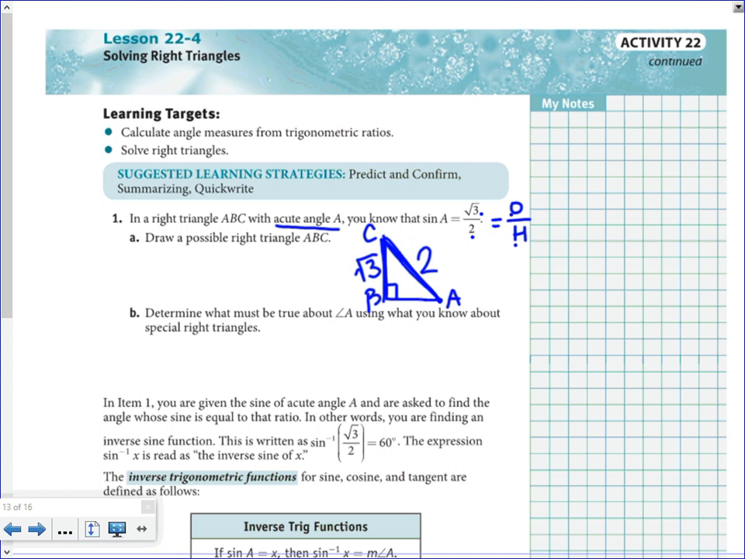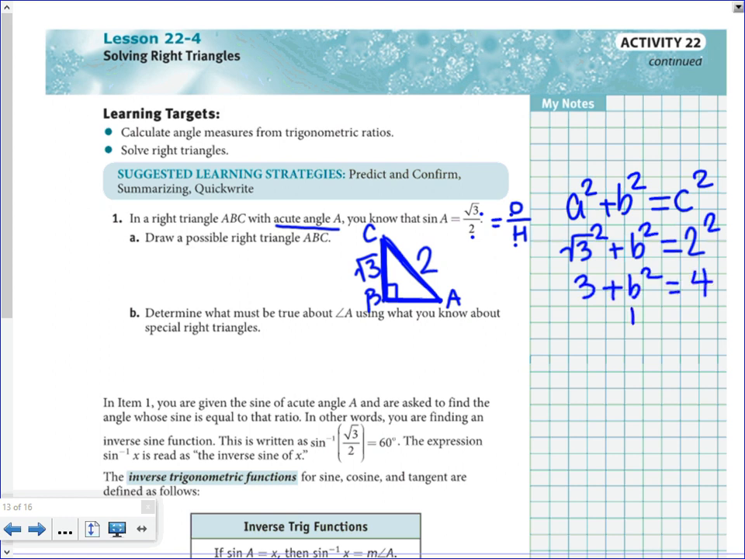So I'm going to use Pythagorean theorem. A squared plus B squared equals C squared. So my A can be this side length, which is the square root of 3. So square root of 3 squared. I'm going to leave B as this side BA. And then C is your hypotenuse. So C squared. So square root of 3 squared is 3 plus B squared. And then 2 squared is 4. So you have B squared equals, subtract 3 to get the 1.